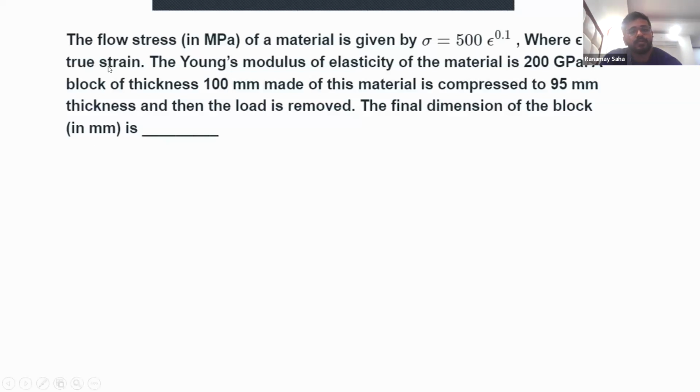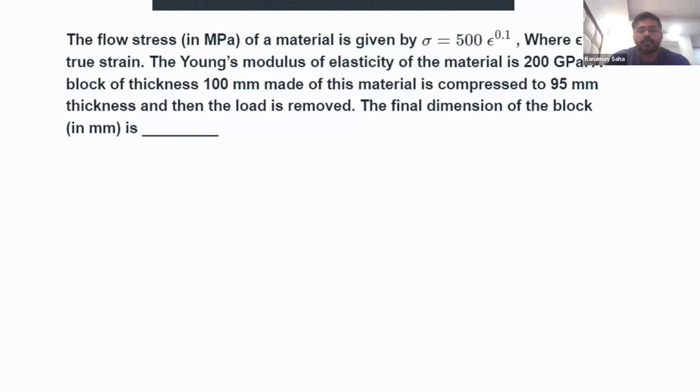So proceeding, it says that the flow stress of a material is given by stress sigma equals K epsilon to the power n, where the strength coefficient K is 500, the true strain epsilon is raised to the power 0.1, which is the strain hardening exponent, and the Young's modulus of elasticity is 200 GPa. A block of thickness 100 mm made out of this material is compressed to 95 mm. So there is a compression in thickness, and then the load is removed.